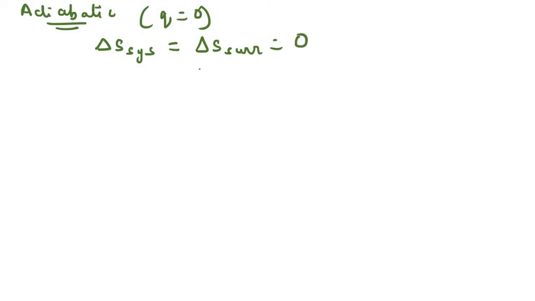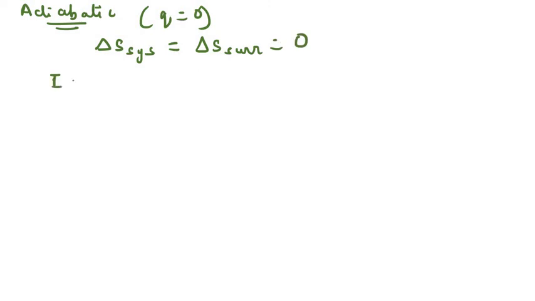Now if we consider an adiabatic process, what does the adiabatic process mean? We have already discussed. In the case of an adiabatic process, there will be no heat exchange. Since no exchange of heat is taking place between the system and the surrounding, the change in entropy of the surrounding and the system will be equal to 0.